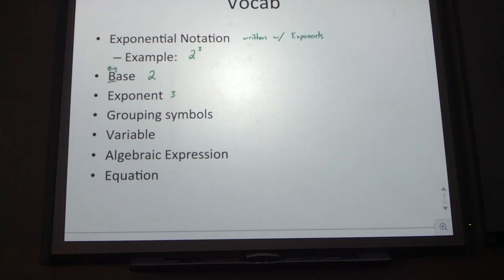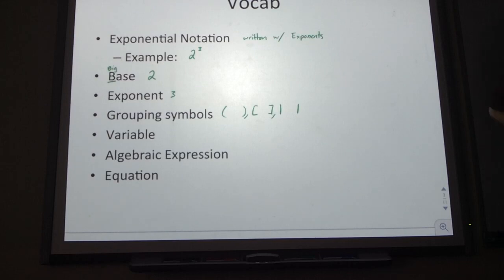Okay, up next, another word that I might use today is something called grouping symbols. What are some examples of grouping symbols? What symbols in math do you use to group stuff? Okay, let's see. Parentheses. Parentheses is the main one that we use, but there's other ones like brackets, or something we talked about last class, absolute value lines. All those are grouping.